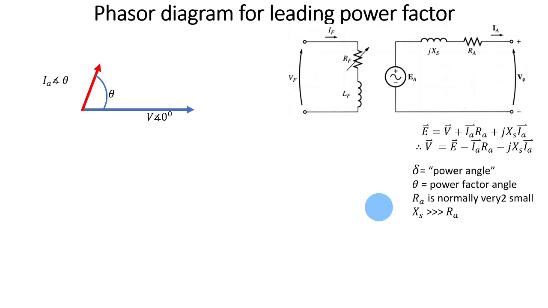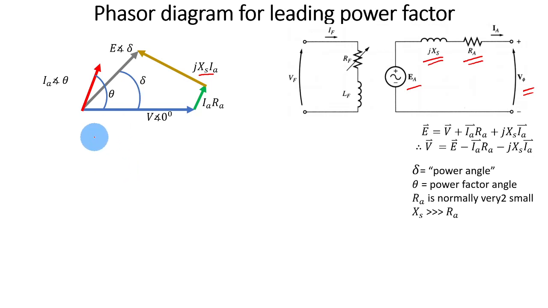For leading power factor, you have a current that leads the voltage by a certain degree, and you want to find the phasor relationship between all the voltages: EA, the voltage across the synchronous reactance, the voltage across the resistor, and the phase voltage. When you plot the voltages, the voltage drop across the synchronous reactance is this way. I have explained that before. When we combine them together, you get the generated voltage, this phasor here. So what does it mean?